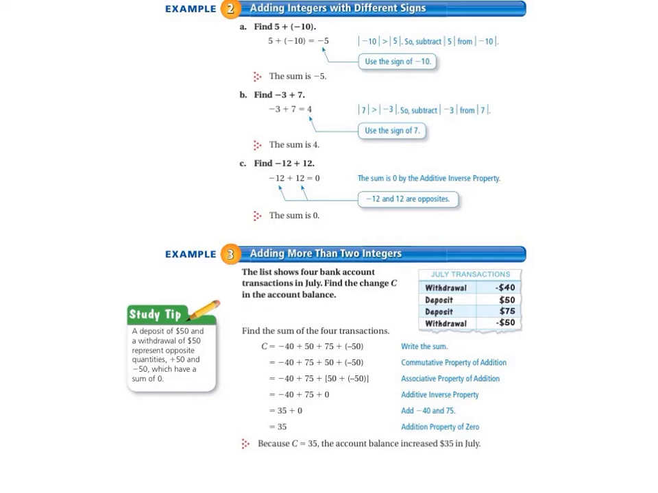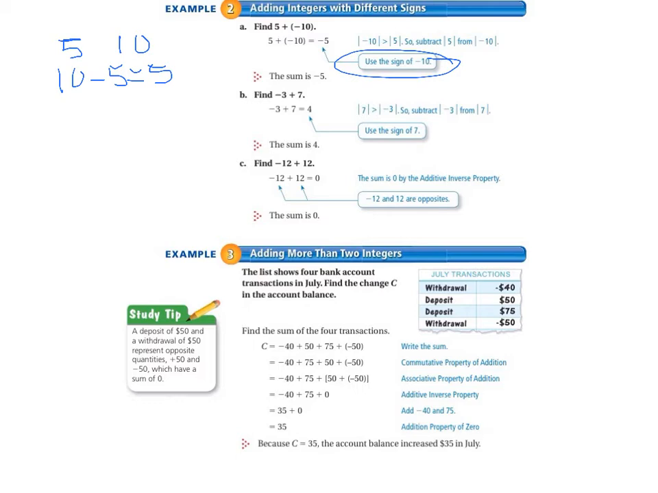So our 5 turns into a positive 5, which it was already, and our negative 10 turns into a 10. And 10 is bigger than 5, so we switch them around and go 10 minus 5 equals 5, and then we use the sign of the larger absolute value number. Since 10 has the larger absolute value, we use the sign of the negative 10.